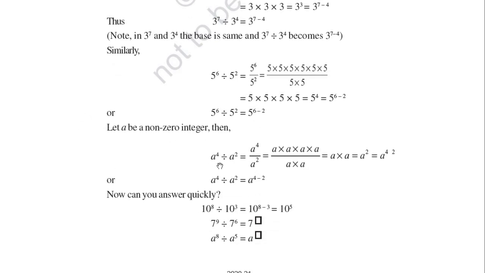So if a is a non-zero integer, the base is the same, and we are dividing a to the power 4 by a to the power 2. So 2 and 2 will cancel, and a to the power 2 will be remaining. Or by a simple method you can do 4 minus 2, that is a to the power 2. You can do that also.